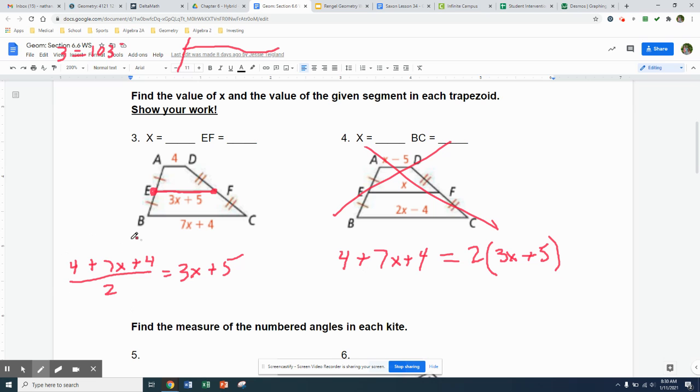The only thing is when I solve my algebra in this manner, I'm going to have 4 plus 4 is 8. So I end up getting 7x plus 8, which when I divide 7x divided by 2, it's going to give me 3.5x. Divide 8 by 2, 3.5x plus 4 is going to equal 3x plus 5. So you will see you'll get some fractions and things when you do divide by 2. So if you're not a fan of fractions or decimals, then you can still use this other method as well. So it's kind of your preference on how you would like to do that.